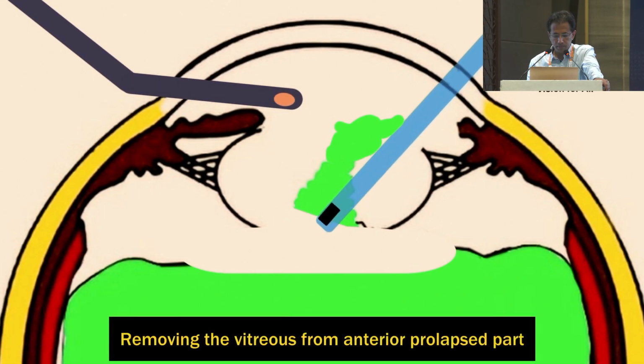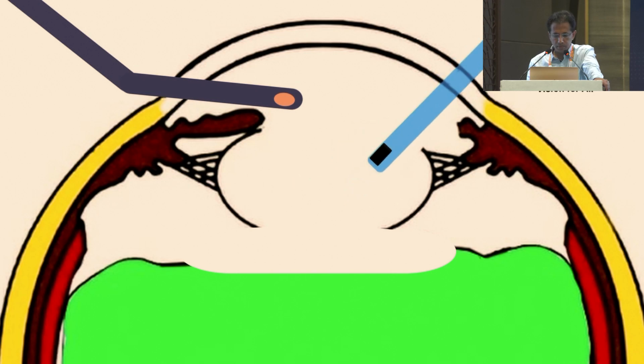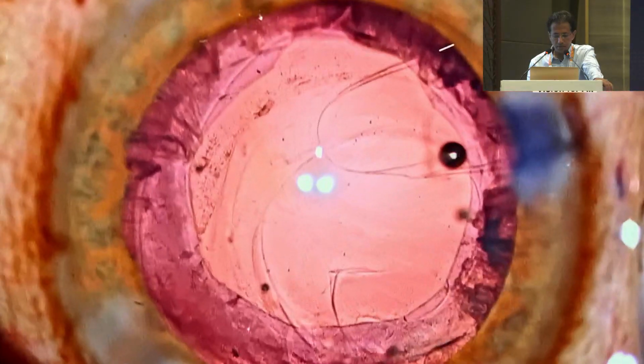By segmenting the vitreous in two different parts, we'll be able to prevent the vitreous from behind the posterior capsule tear migrating anteriorly while removing the anteriorly prolapsed vitreous. Let us examine these points in the following few cases.